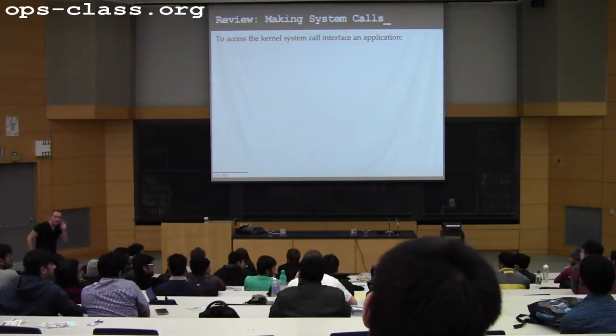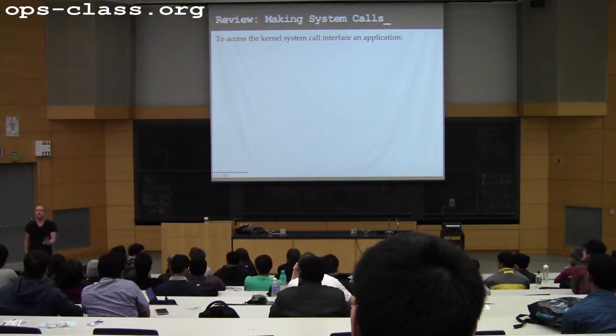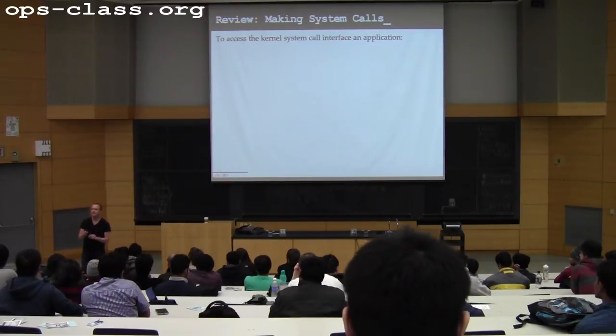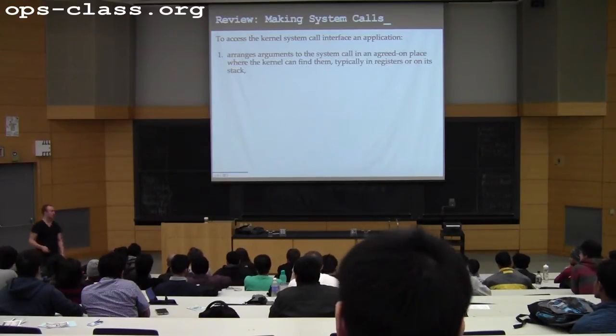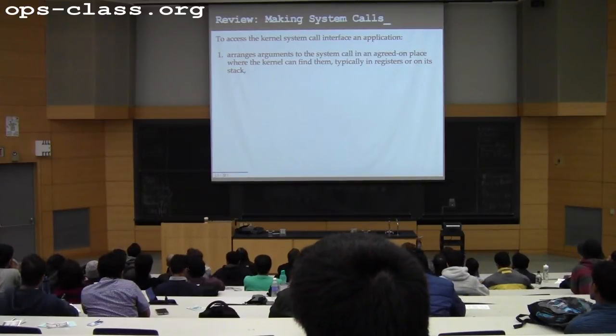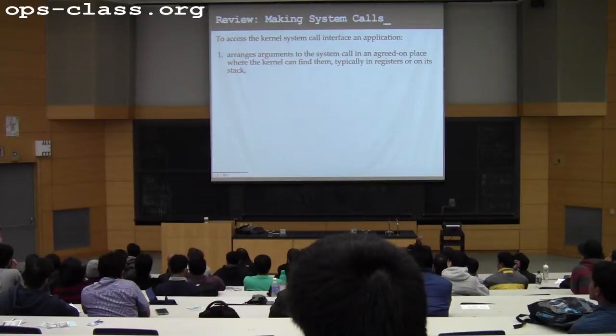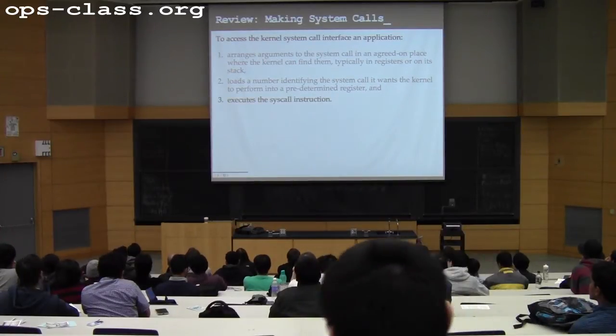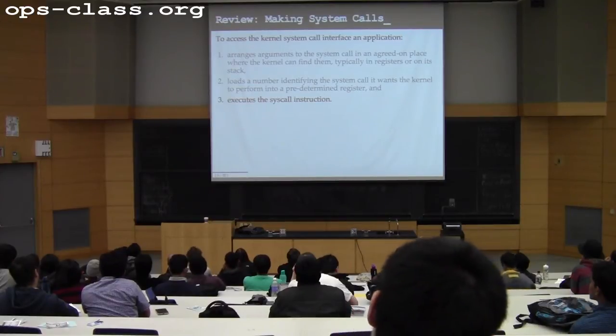Well, not only arguments, because the system calls will take different collections of arguments, but at minimum I need to tell the operating system what system call I'm trying to perform, right? So I arrange some arguments of the system call, and I also load a flag into a register that tells the kernel what I want, right? Do I want to do a read? Do I want to do an open? Am I trying to clone myself? Whatever, right? And then, yep, that's part two, I execute the system call instruction, right? And that will trap into the kernel.